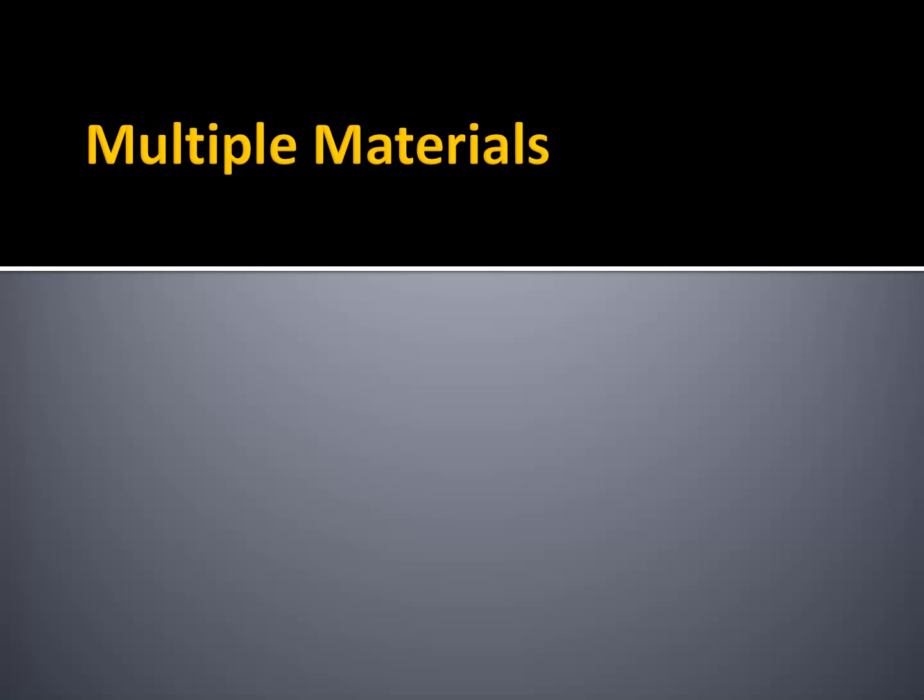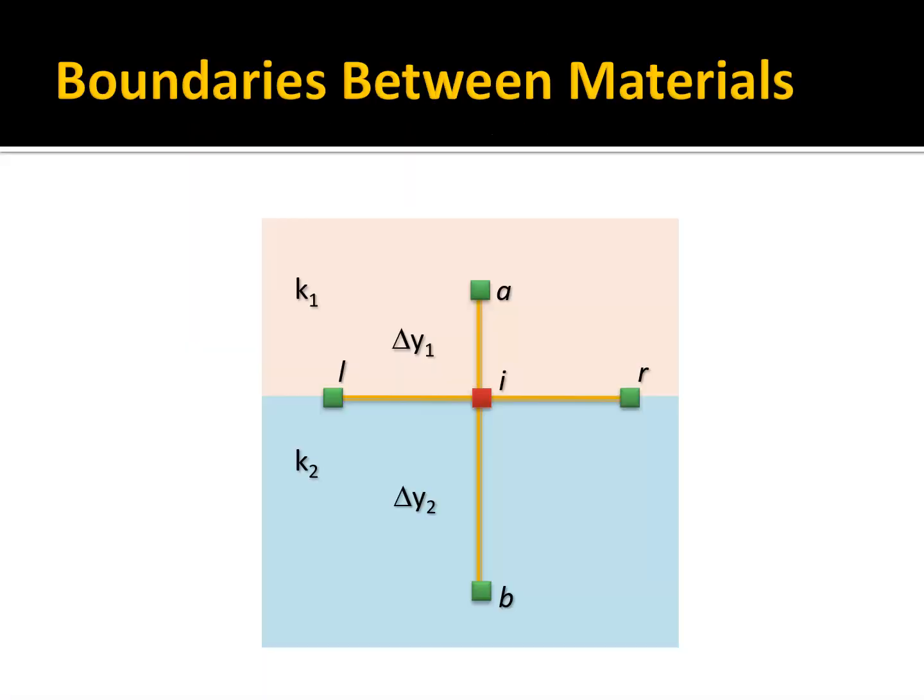Okay, the next topic we are going to discuss is how do you formulate an equation when you have multiple materials. So in this case, we have a node which is on the boundary between two materials. It says K1 and K2. In reality, we have KX1 and KY1 and KX2 and KY2. So it's both heterogeneous and anisotropic.